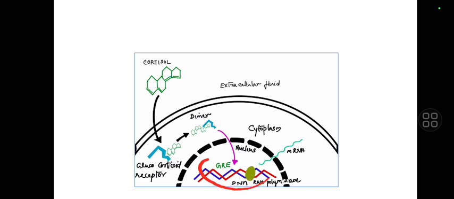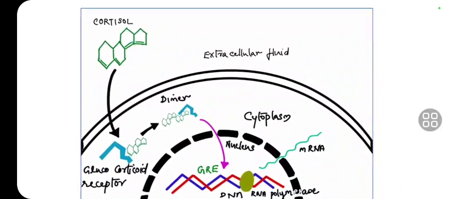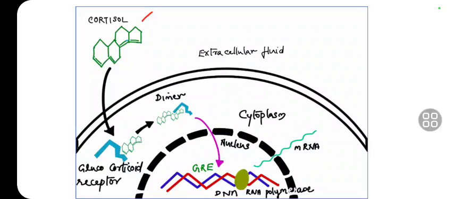This is the PEPCK gene. So how do other hormones like cortisol, or we call it corticosteroid, glucocorticoids, actually stimulate this PEPCK gene for protein synthesis? We will see that. Here we can see cortisol in the extracellular fluid, and this is the plasma membrane. So when cortisol enters the cell through the plasma membrane, there is a glucocorticoid receptor here.